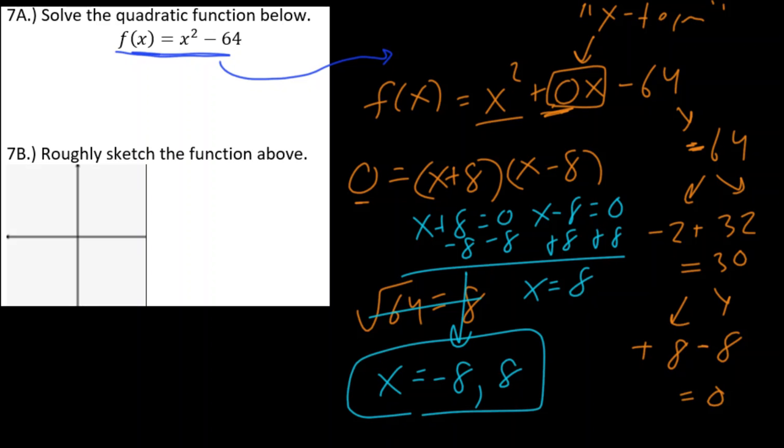And we could even write our solution like this. x equals a number, comma, a number, telling us that this is going to cross here at negative 8 and positive 8. And just like our previous however many problems, we have a positive a value. So once I find my two solutions, I know this quadratic function opens up.